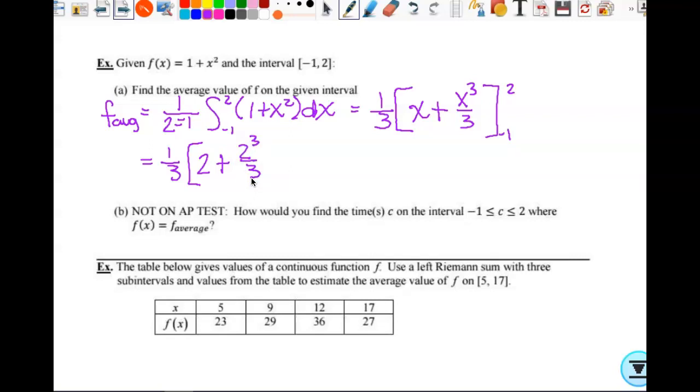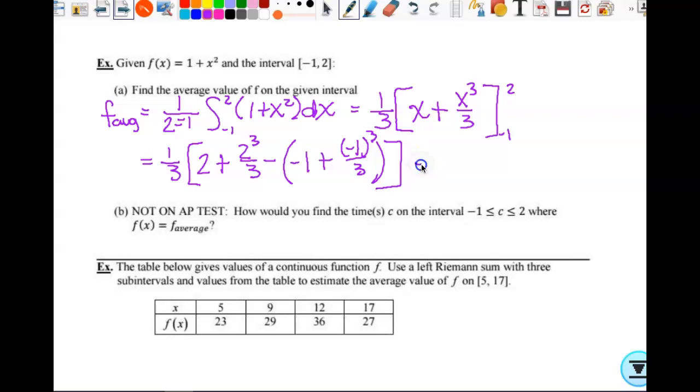You're allowed to put 8 over 3, absolutely. Minus, I have 2 terms, so I am putting it in parentheses. -1 in here gives me -1 plus (-1) cubed over 3, and that is my answer. Can leave it like that. Okay? We're good? Now, if this was not a free response question, if it was multiple choice or we needed the value, then we would need to continue.